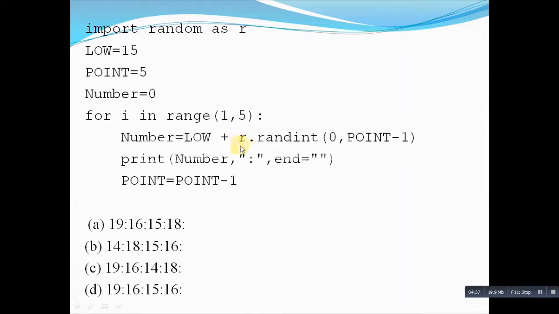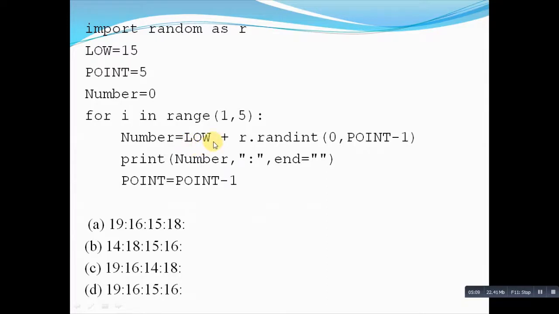Now for the time being, assume that 0 is generated. So what is the minimum value of num here? The minimum value of num in that case will be 15. If this particular part of the program generates 0, then 15 plus 0, the value of number will be 15. It means when the value of I is equal to 1, the minimum value of number may be 15, and then the maximum number that will be stored here.